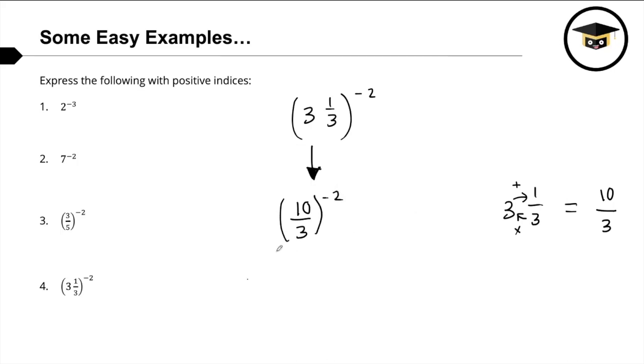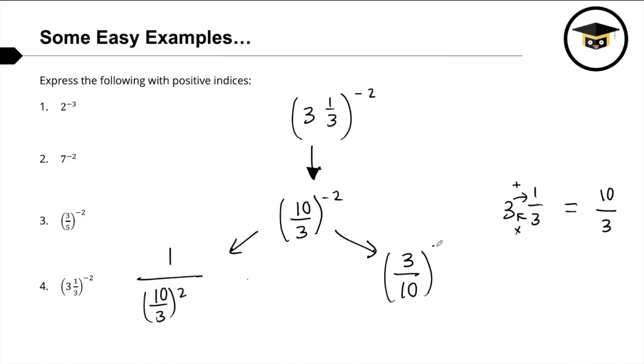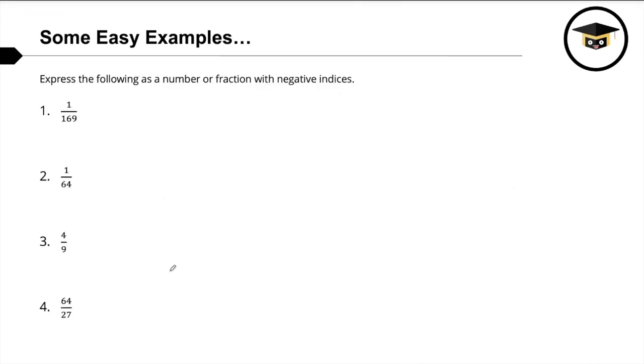Now what happens? Well, it's very similar to question 3 over here, right? We can either say that's the same as 1 over 10 over 3 squared, or we can split it up into negative 1 to the power of 2. So for that one, we're just going to say it's equal to 3 over 10 to the power of 2. And if that doesn't make sense how I got this answer, just look at the solution for question 3 again. It's literally the exact same thing. So now let's go on to some even more examples.